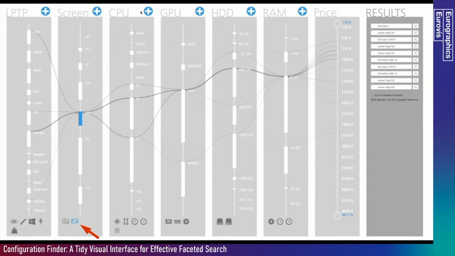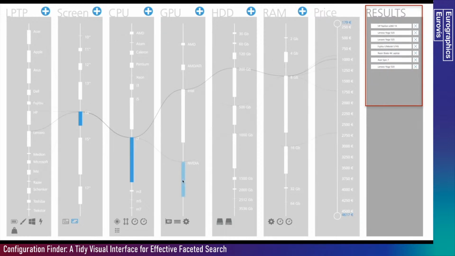A particular attribute is highlighted by its colored icon. Choosing an i7 processor and an NVIDIA graphics card quickly narrows down the result set.